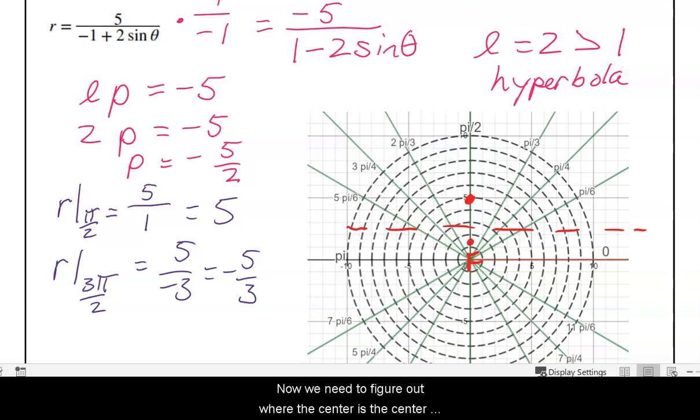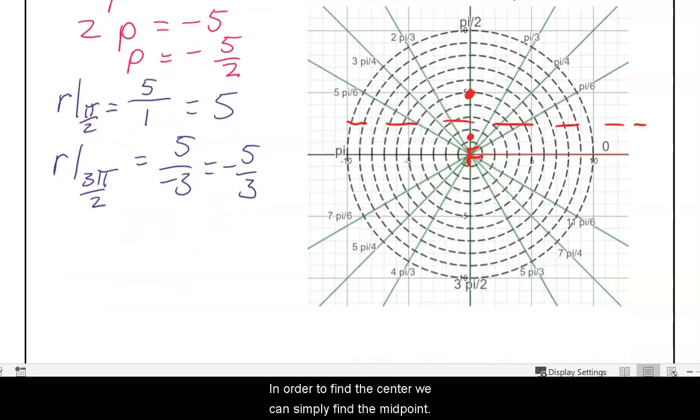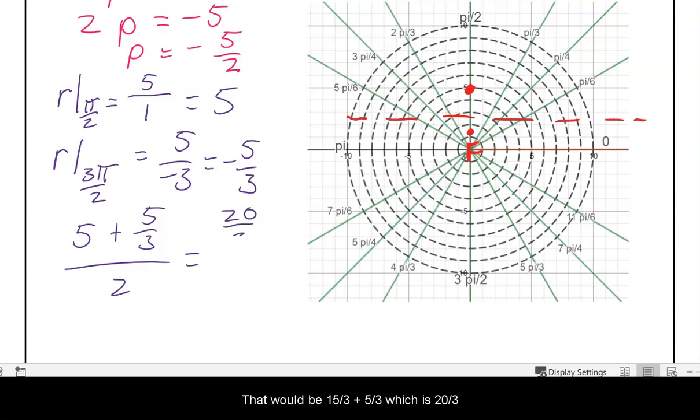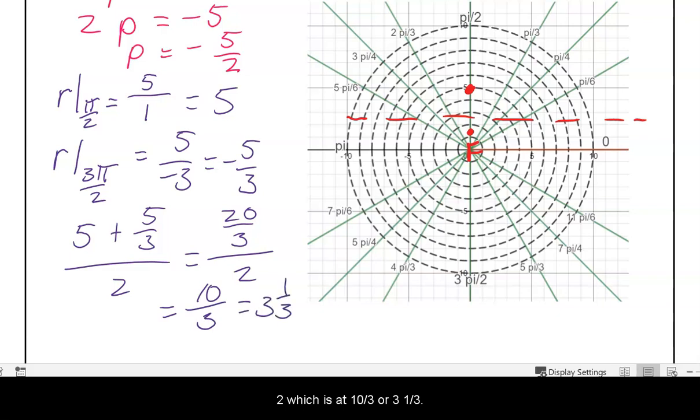Now we need to figure out where the center is. The center has to be halfway between these. One is at 5 and one is at 5/3. In order to find the center, we can simply find the midpoint. Add 5 plus 5/3 and divide by 2. That would be 15/3 plus 5/3, which is 20/3, divided by 2, which is 10/3, or 3 1/3.